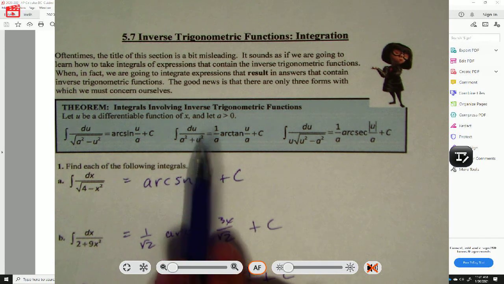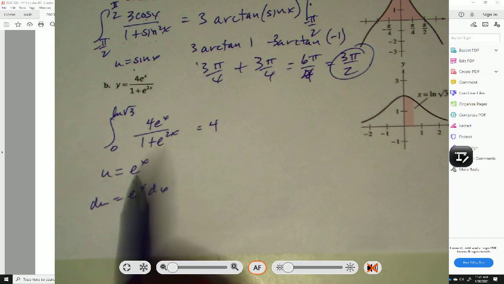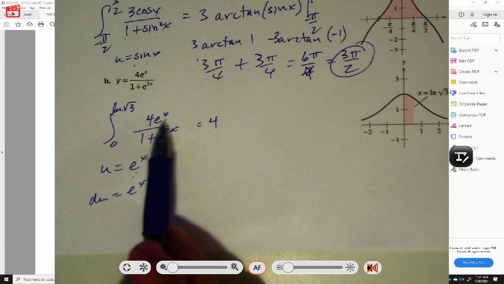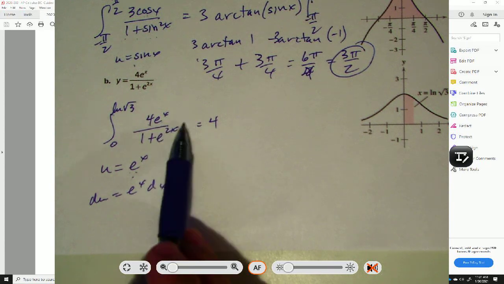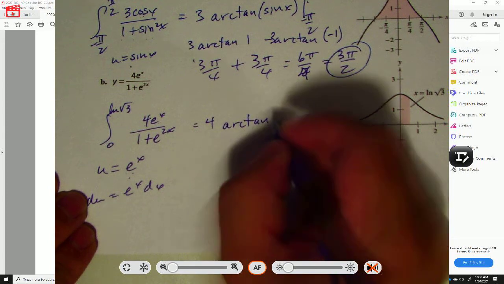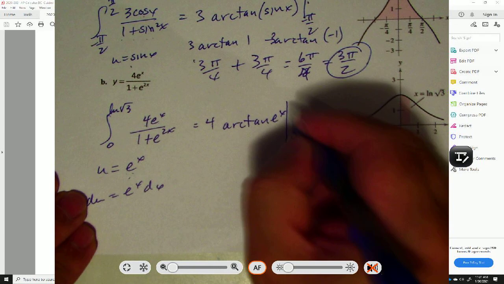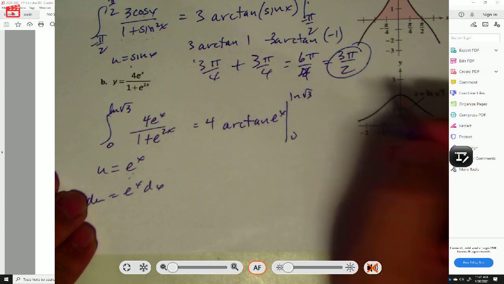And the derivative of u, right? So in this example, if I set u to be e to the x, the derivative of e to the x is e to the x, so it's sitting right there. So the only thing extra is the 4. So this is now arctan of u, so that's e to the x. And we're taking that from 0 to natural log of square root of 3.